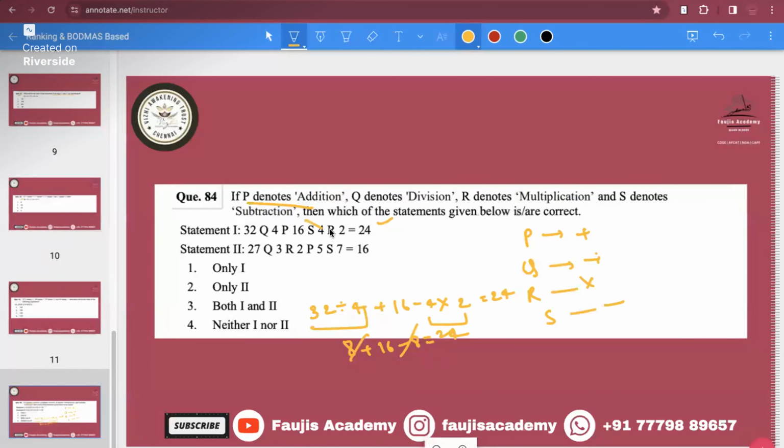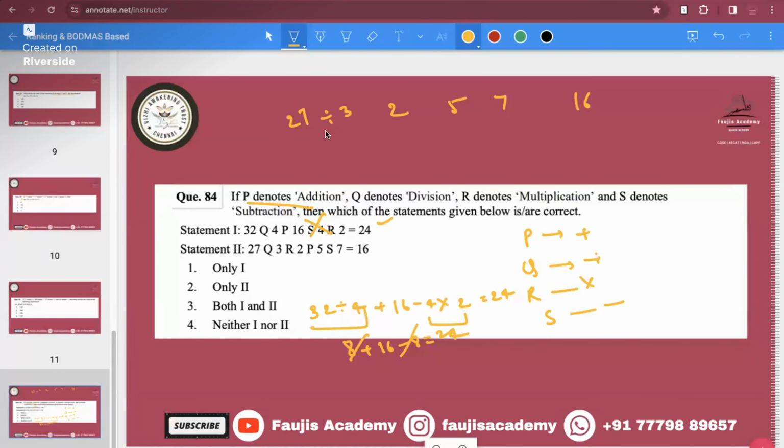So statement 1 is wrong, and statement 2, let us write it. 27, 3, 2, 5, 7, and 16. Right? Q is division. You will have this internal urge to solve this over here itself. Instead of writing this, you will have this internal urge to write it as 9. Don't do it. People make silly mistakes there. Everybody knows addition, subtraction, but you should not make the silly mistake over here.